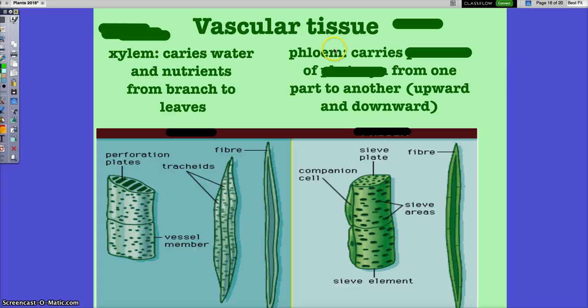And then you have the phloem, which is going to do what? Raise your hand if you could tell me that. It carries something to the part of the plant.